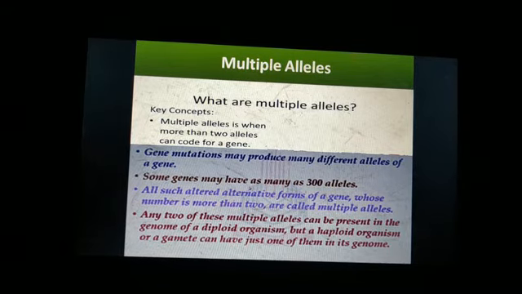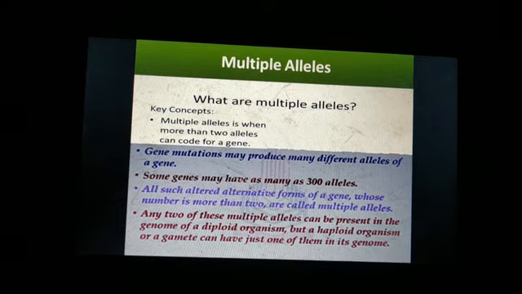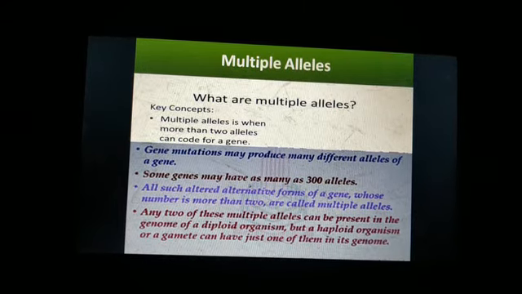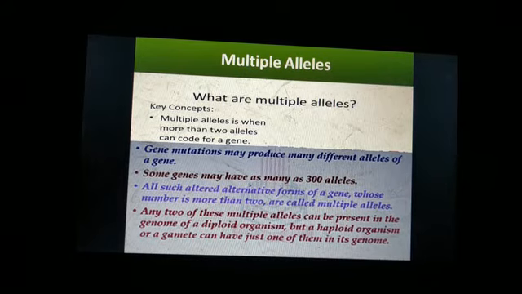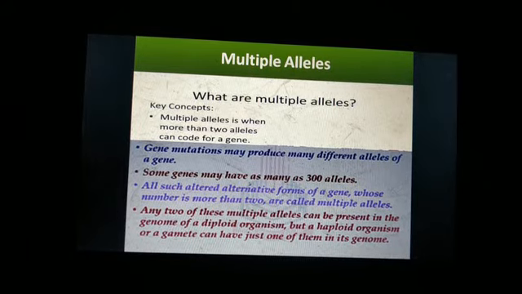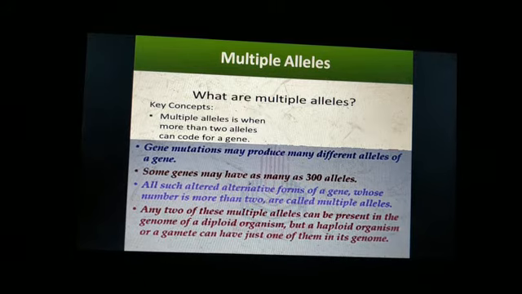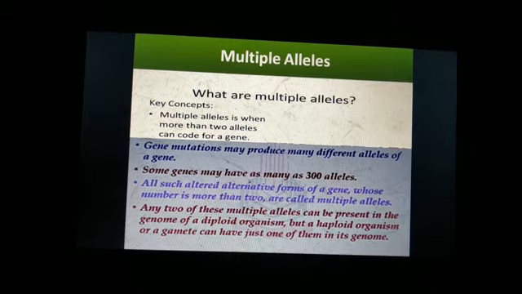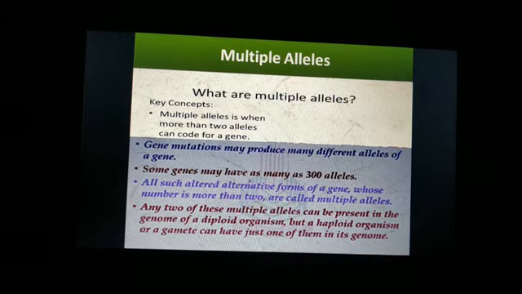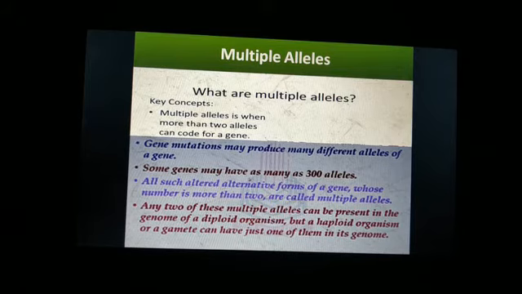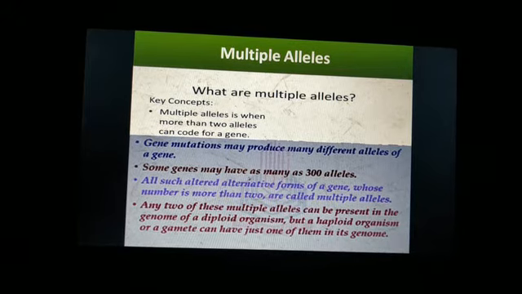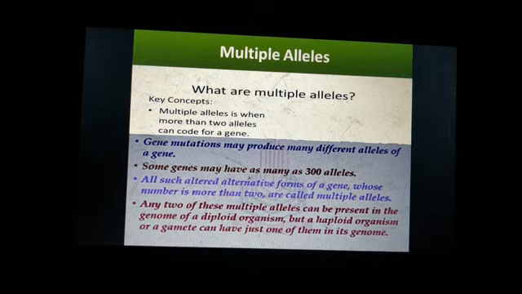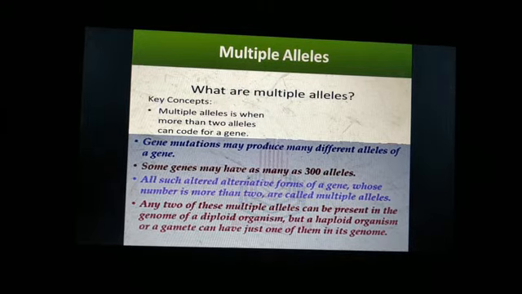Next, gene mutation may produce many different alleles of a gene. So how does multiple alleles occur? Because of gene mutation. So gene mutation may produce many different alleles of a particular gene. Some genes may have as many as 300 alleles. So we can have more than 2, right? We can have up to 300 alleles for a particular gene.